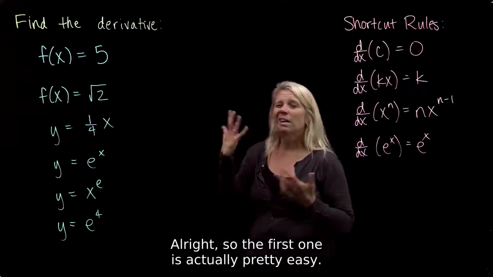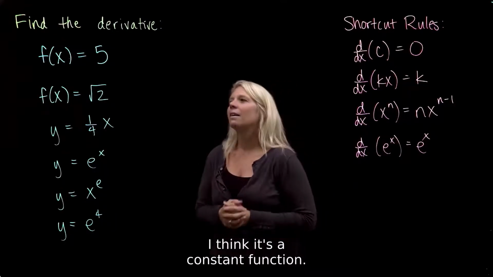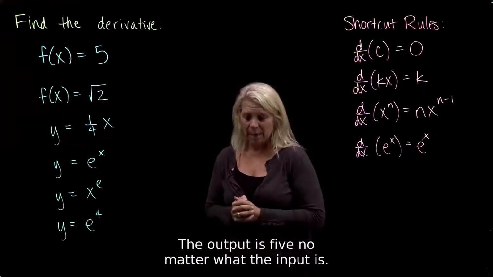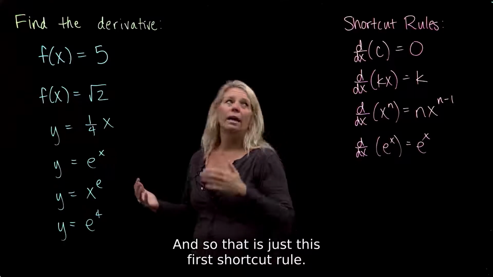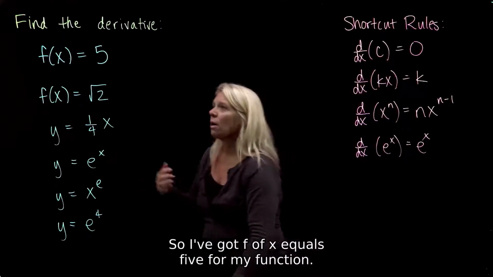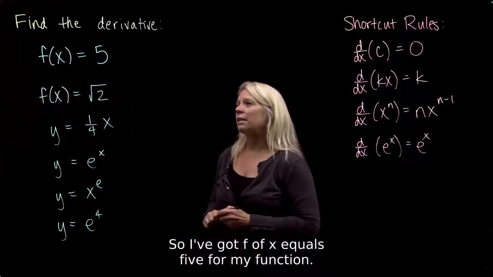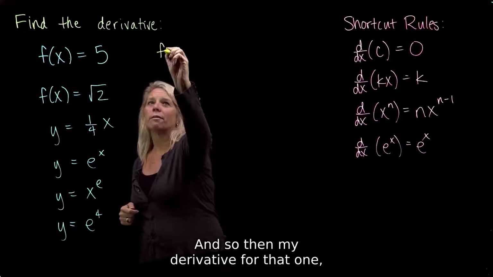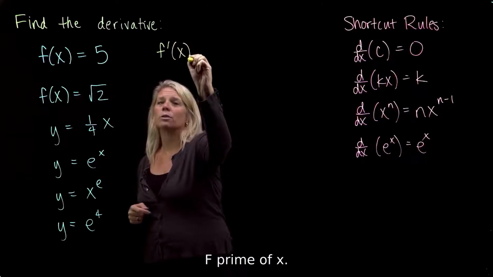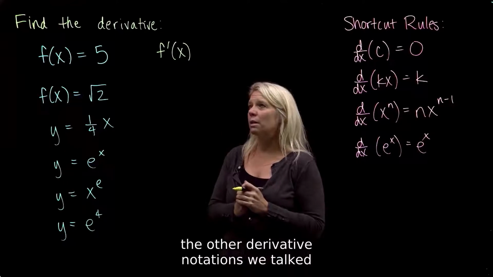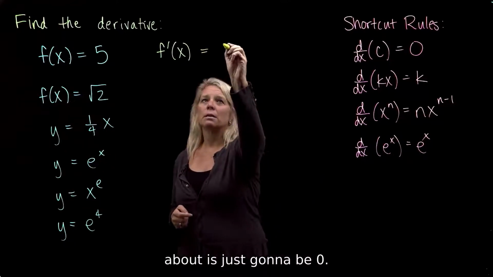All right, so the first one is actually pretty easy, I think. It's a constant function. The output is 5 no matter what the input is. And so that is just this first shortcut rule. So I've got f of x equals 5 for my function. And so then my derivative for that one, f prime of x, or you could use df dx or any of the other derivative notations we talked about, is just going to be 0.